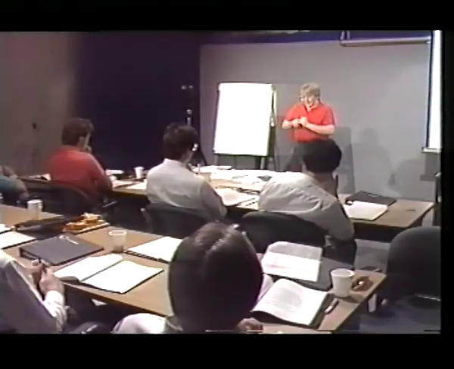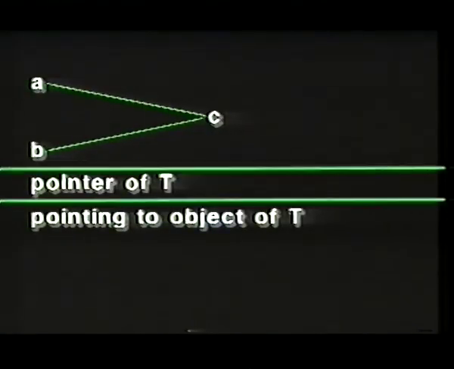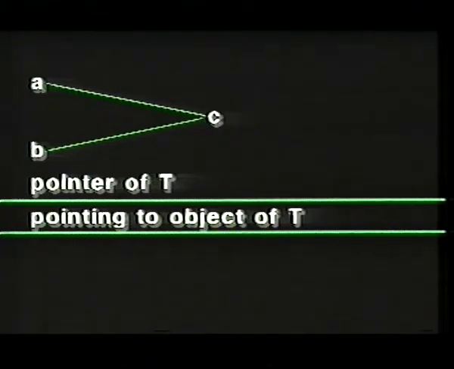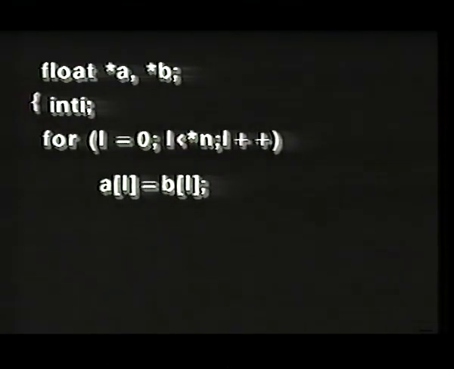ANSI-C decided to make aliasing better. It says only pointers of type T can point to objects of the same type. This means a float pointer can only point to floating objects and not to integer objects, whereas in PCC mode a float pointer can point to anything. This decreases aliasing, which increases optimization. We've gotten a lot of complaints from customers.